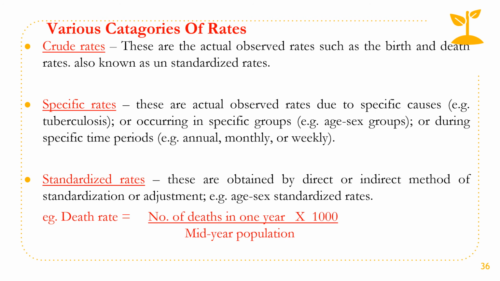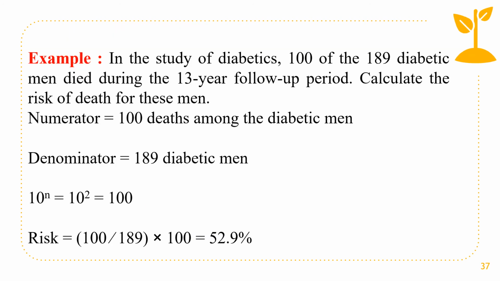Coming to standardized rates, that means I am comparing with some standard one, or I am adjusting that one. For example, number of deaths in 1 year into 1,000 divided by mid-year population. So I am standardizing to like per 1,000 how many people are dying. This is the example of risk rate.